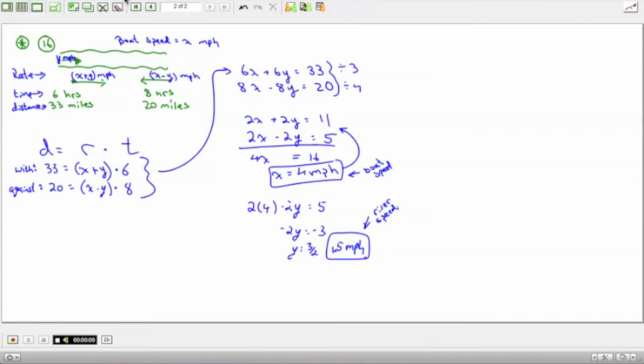All right, how about 19? No, you're going to do that for home. Let's do this one. It has 3 equations. All right, number 24.